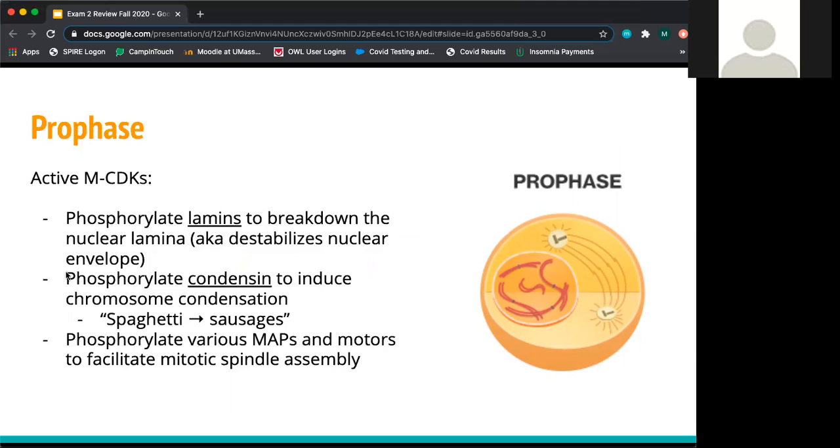So we're going to talk a little bit more about prophase. So at this point, they have active M-CDKs, and they phosphorylate lamins to break down the nuclear lamina.